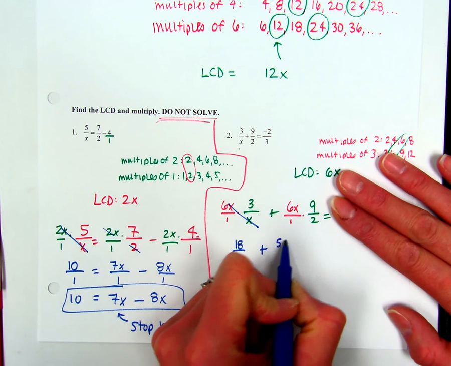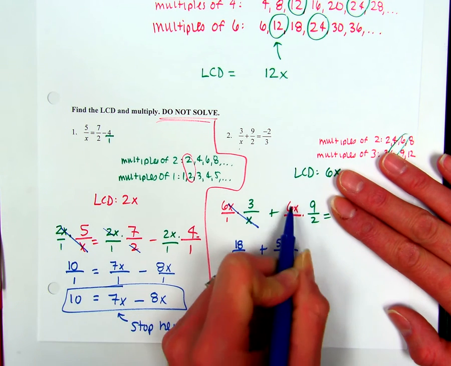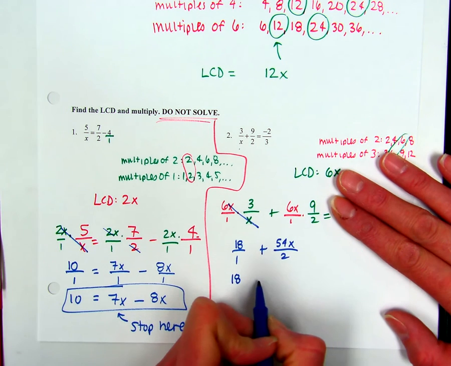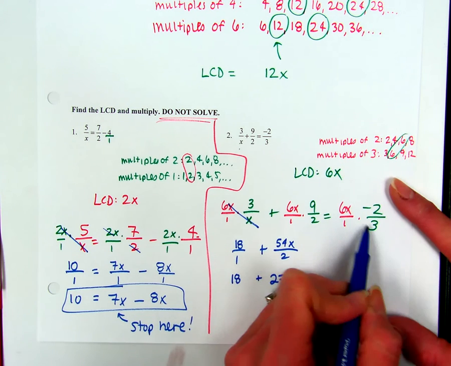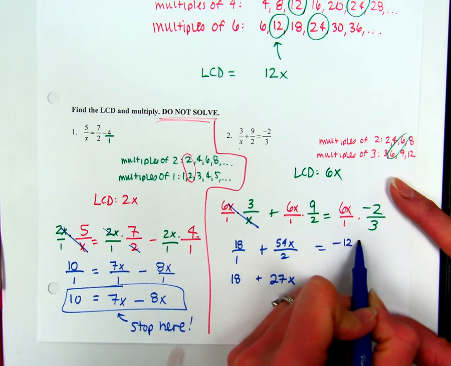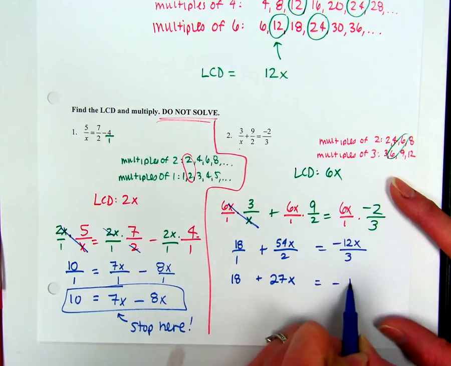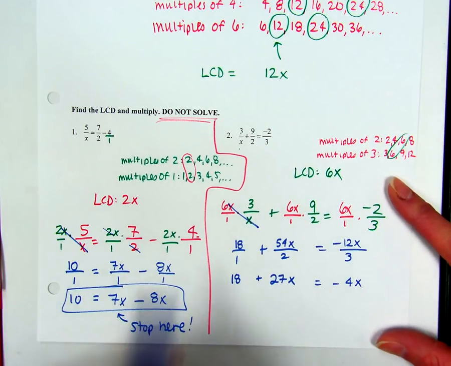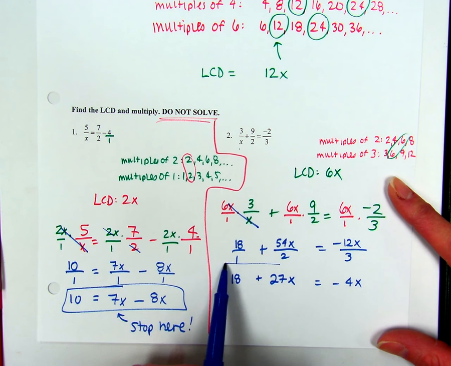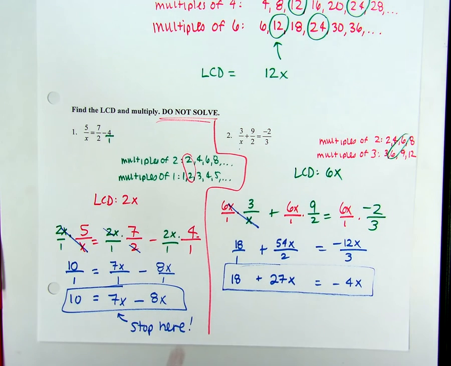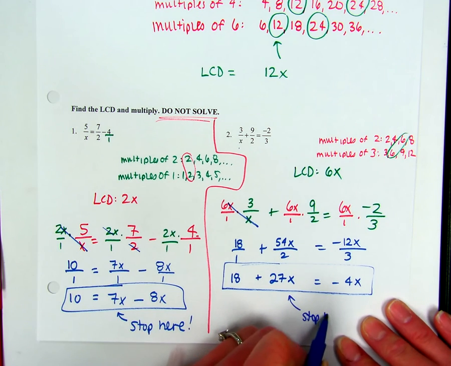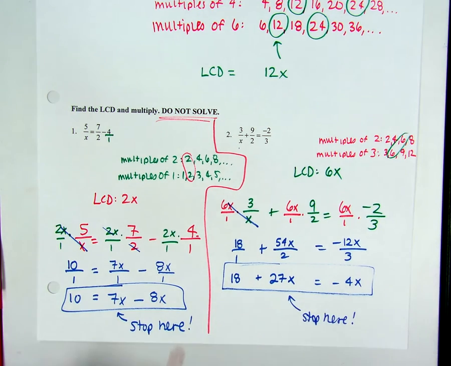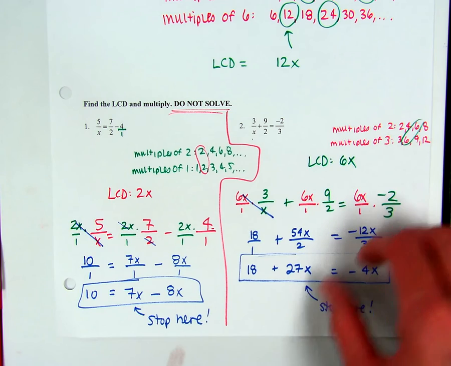Nothing cancels, so I'm left with 54x over 2, because 6 times 9 is 54, and 1 times 2 is 2. That reduces to 27x. Over here, nothing cancels, so I'm left with negative 12x over 3, which is also known as negative 4x. Okay, so I'm all done. As long as there's no fractions, you're going to just stop here for today. All right, look at the next page.